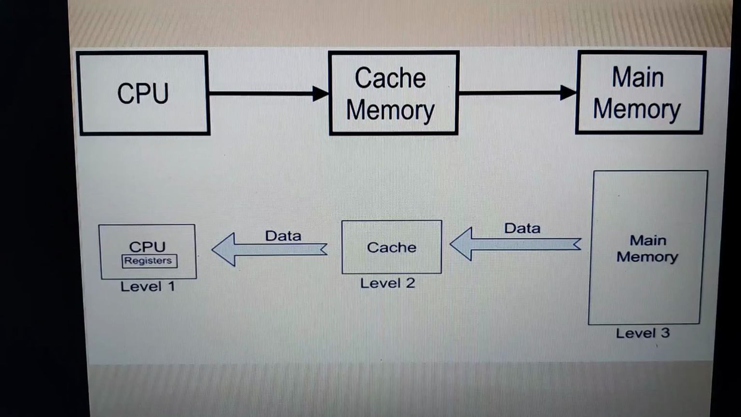I hope the concept is clear. So this completes the chapter, that is input, output and memory devices.